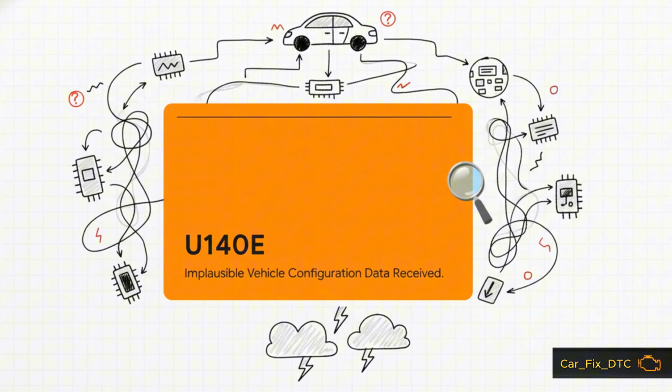So, what in the world does U140E even mean? Well, the official definition is implausible vehicle configuration data received. In plain English, it means the different computers in your car are having a major communication breakdown. They're sending signals to each other that just don't make any sense.